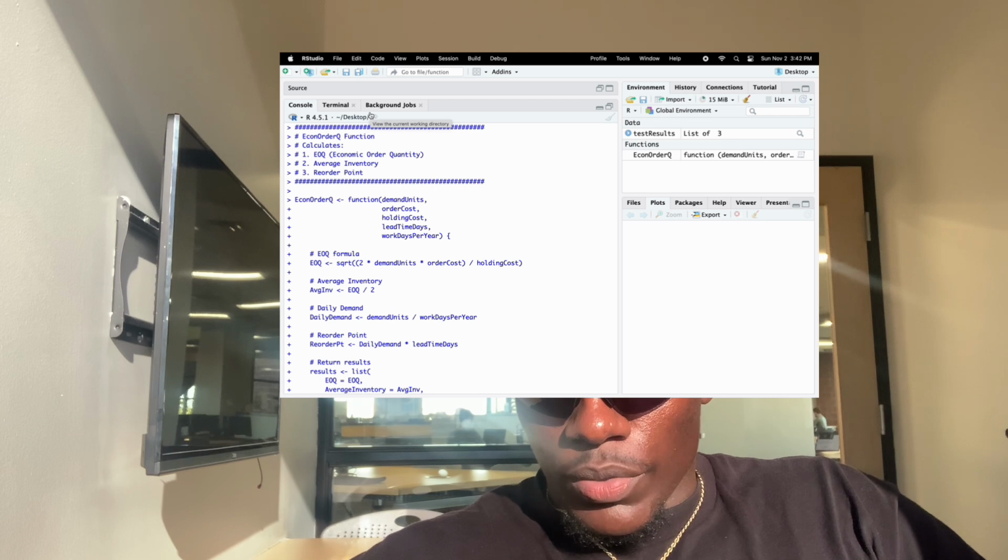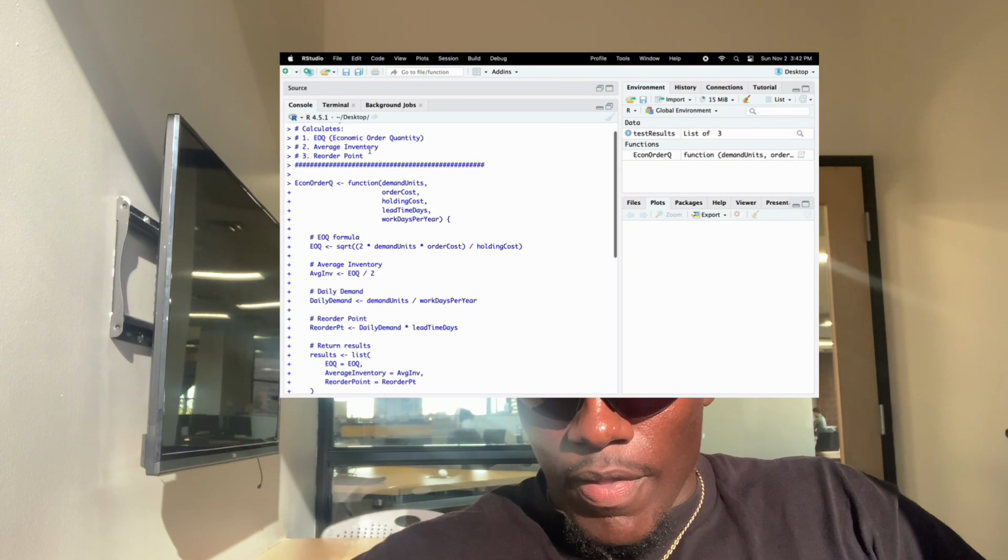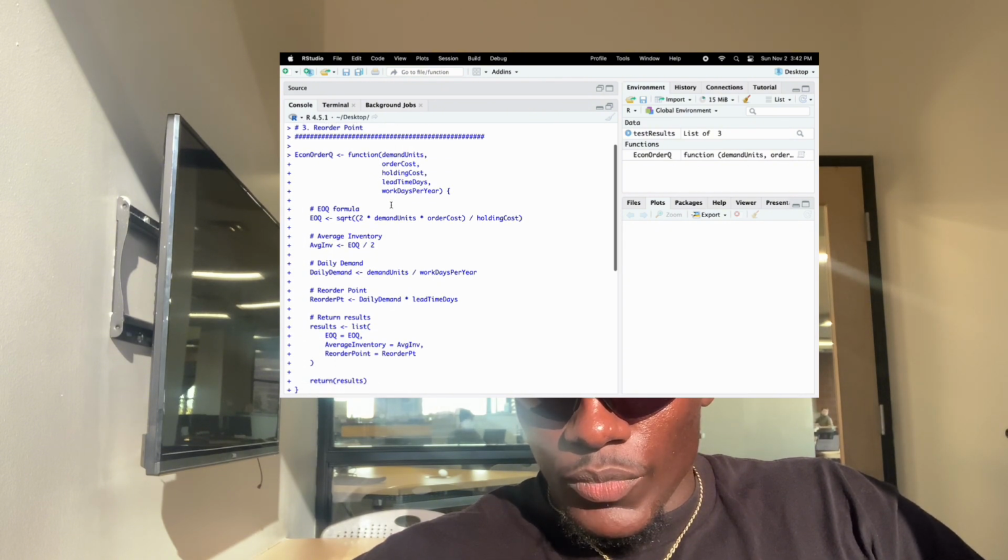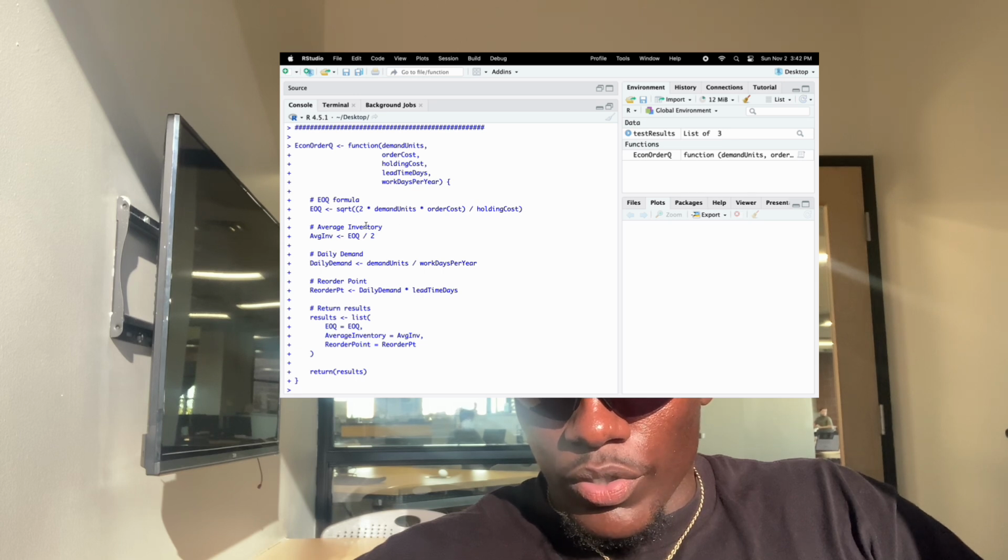Okay, so I define my function here. So the function takes demand units, order cost, holding cost, lead time days, work days per year. This means I'm creating a function named econ order queue, and it takes 5 inputs.